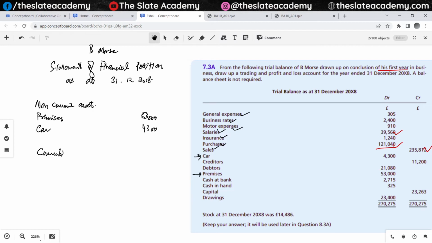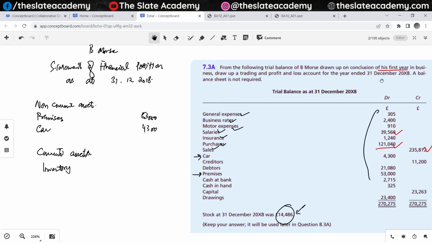For current assets, we'll always write inventory first of all, and then the remaining. Over here, we have to write the closing inventory. Should I write 14,486, or should I write there wasn't any opening inventory? In this question only one is given. Otherwise, at times you'll also have an inventory balance in the trial balance somewhere. The closing inventory, I told you, is always given outside the trial balance. The inventory given within the trial balance would be your opening inventory. And they don't have the opening inventory because this is their first year of business.